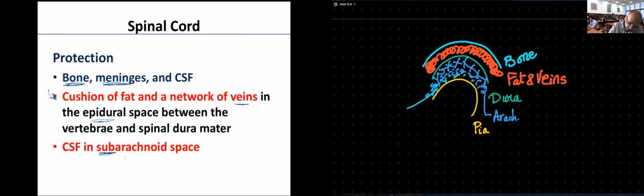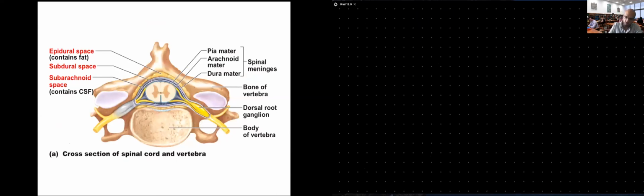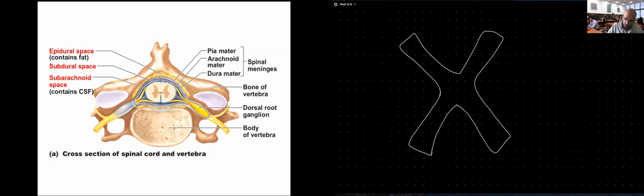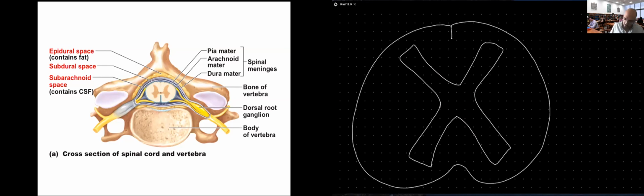This here is the CSF. So those are the protective layers around the spinal cord. Looking closer at the structure of the spinal cord, we can see the spinal cord has two main components: gray matter that has an H-shaped appearance, and this gray matter is surrounded by the white matter, like you see on here.